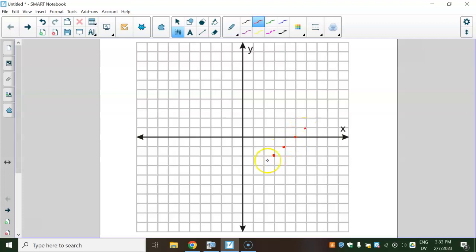So if we kind of plot our absolute value graph, it looks like this. Sorry, that's some bad lines.